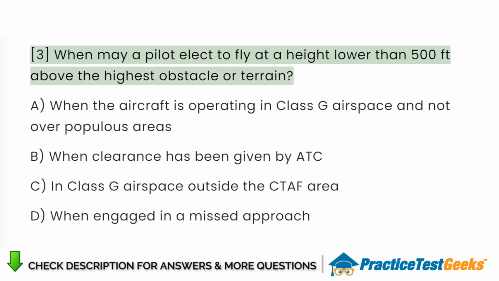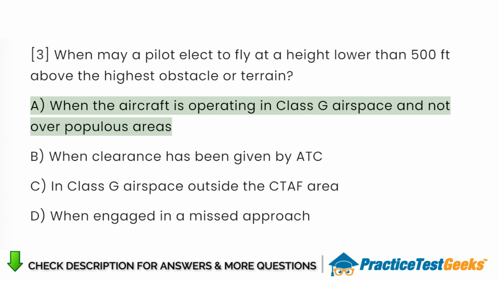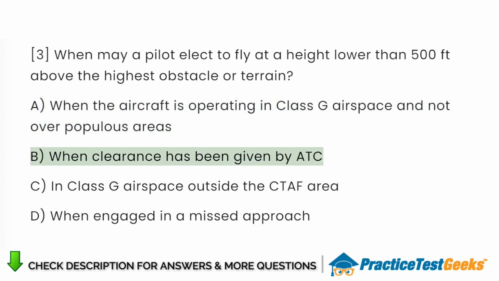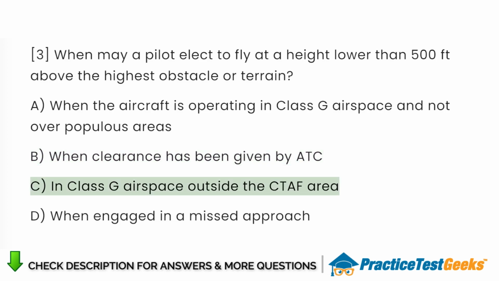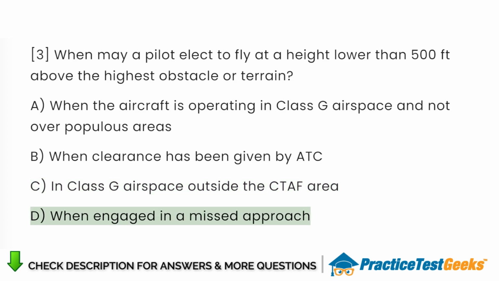When may a pilot elect to fly at a height lower than 500 feet above the highest obstacle or terrain? A. When the aircraft is operating in Class G airspace and not over populous areas. B. When clearance has been given by ATC. C. In Class G airspace outside the CTAF area. D. When engaged in a missed approach.